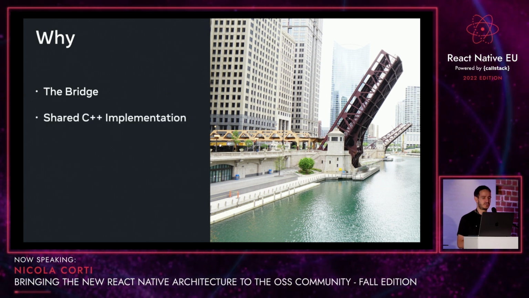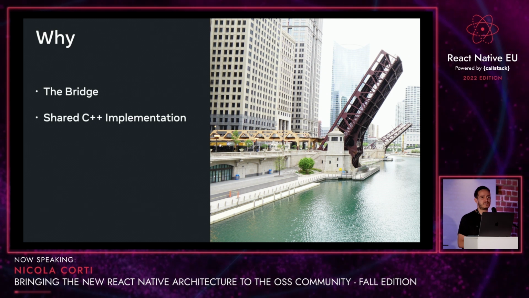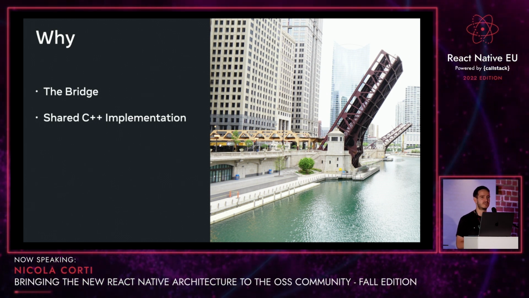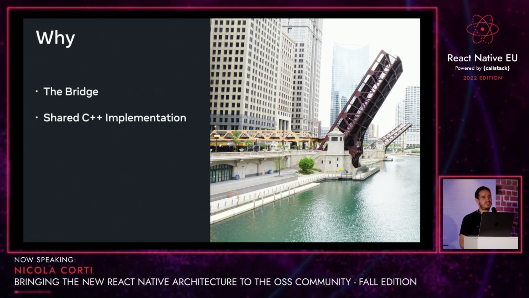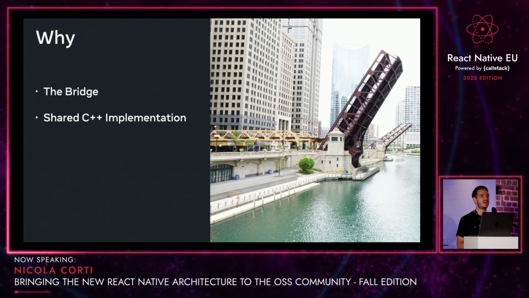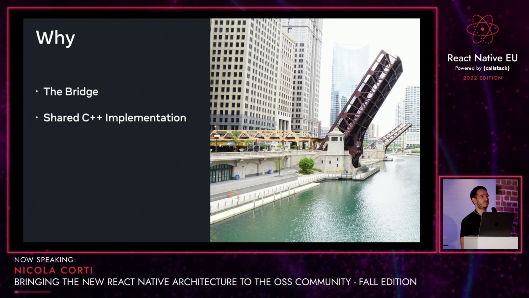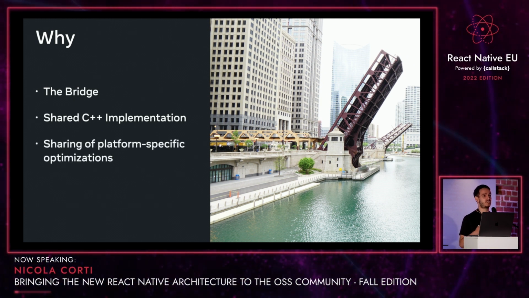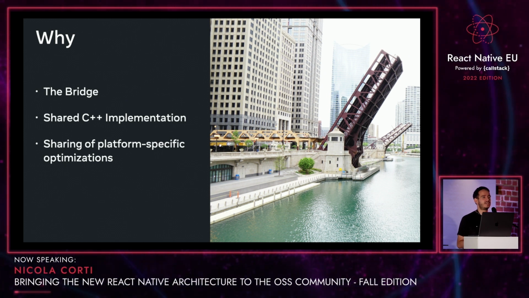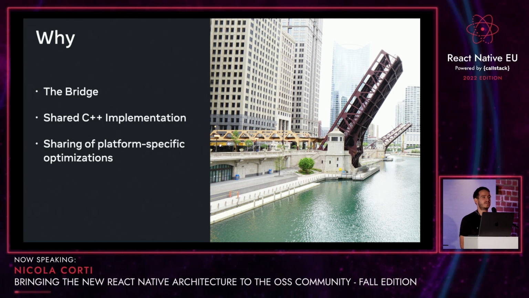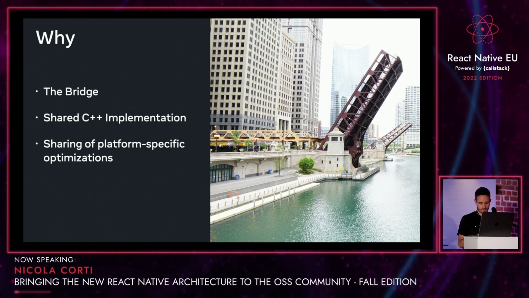So the new architecture has the goal of getting rid of the bridge, but at the same time, we also took the opportunity of rewriting a lot of the renderer and the internals of the framework using C++. Historically, we used to have different implementations between Android and iOS, which opened the door to a lot of discrepancies and bugs and things that were just behaving differently between the two platforms. This also allowed us to share new capabilities and functionalities with all the platforms just because we're going to develop them in C++. We don't need to re-implement them twice.